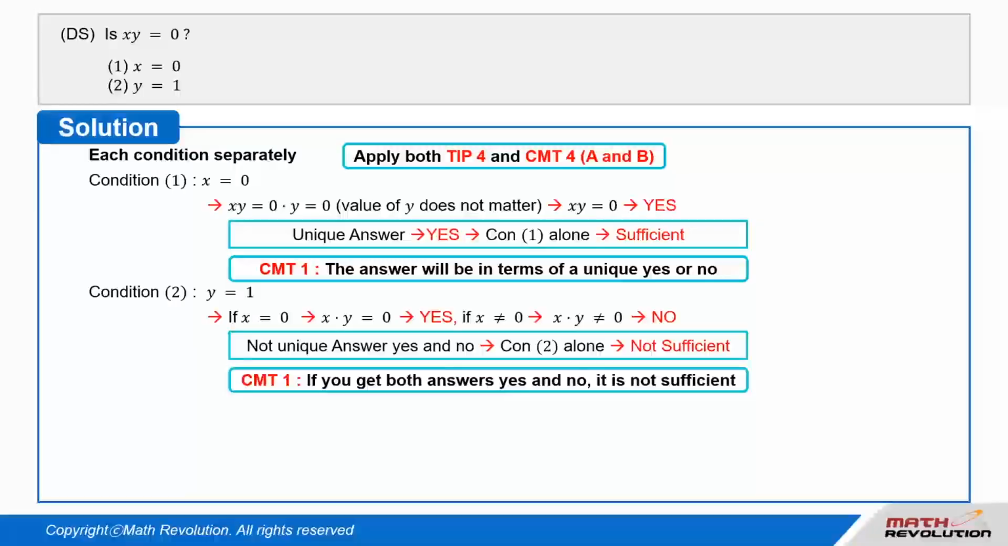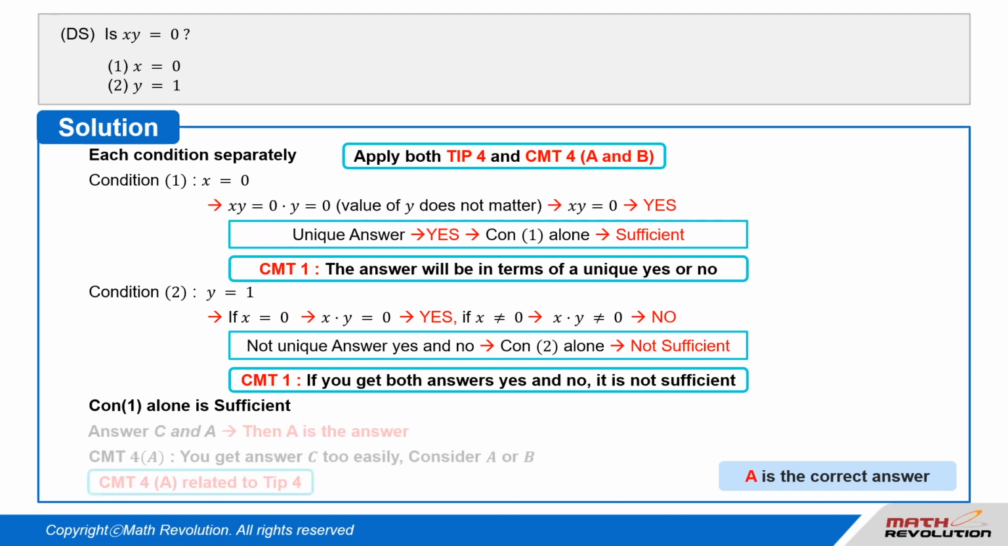So we do not get a unique answer, and this condition is not sufficient by CMT1, which means that if you get both yes and no as the answer, it is not sufficient. Condition 1 alone is sufficient, so A is the correct answer. This question is also related to CMT 4A, which says that if you get C too easily as an answer, then consider A or B as the answer.